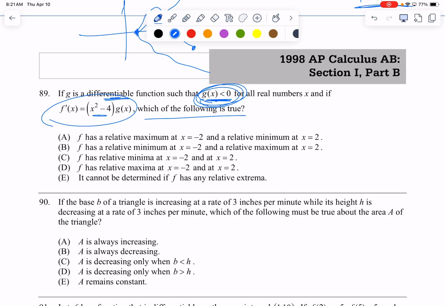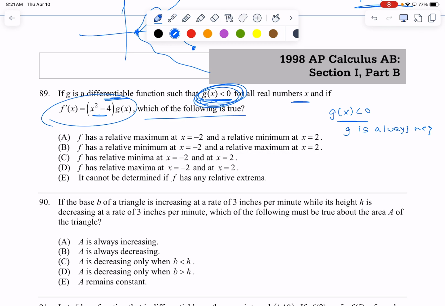And it's continuous, right? And they're saying g of x is less than 0 for all numbers. So if g of x is less than 0 for all real numbers, is there anywhere where g of x would equal 0? G of x is always what? Always less than 0. It's always negative. G is always negative.